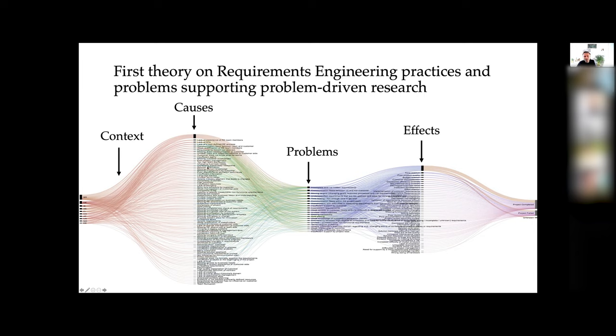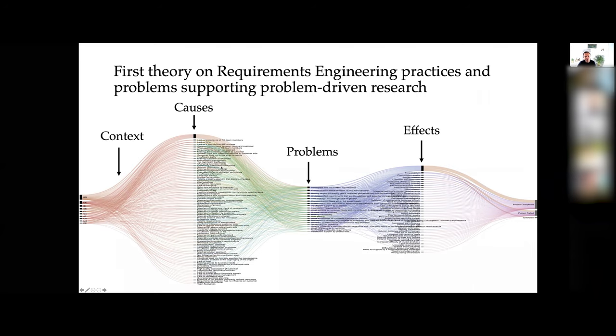So why are we doing this? Because this helps us in steering what we call problem-driven research. A better understanding of what is going wrong and why it is going wrong helps us develop tools to hopefully mitigate these problems or avoid what is going wrong.